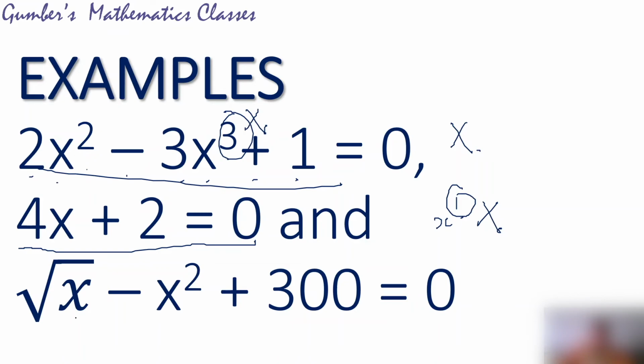Next is under the root x minus x square plus 300. Yes, it seems the highest power is 2, but we have to be very alert. This is under the root x. Under the root x, it means it is not a polynomial. If it is not a polynomial, it cannot be a quadratic polynomial. If it is not a quadratic polynomial, we cannot get a quadratic equation. Hence, these are the examples which are not quadratic equations.